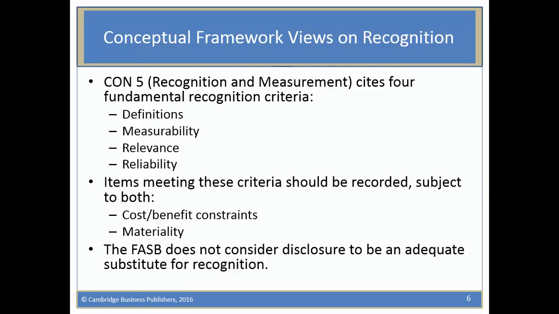Let's look at the conceptual framework views on recognition. CON 5, Recognition and Measurement, cites 4 fundamental recognition criteria: definitions, measurability, relevance, and reliability. Items meeting these criteria should be recorded subject to both cost-benefit constraints and materiality. The FASB does not consider disclosure to be an adequate substitute for recognition.